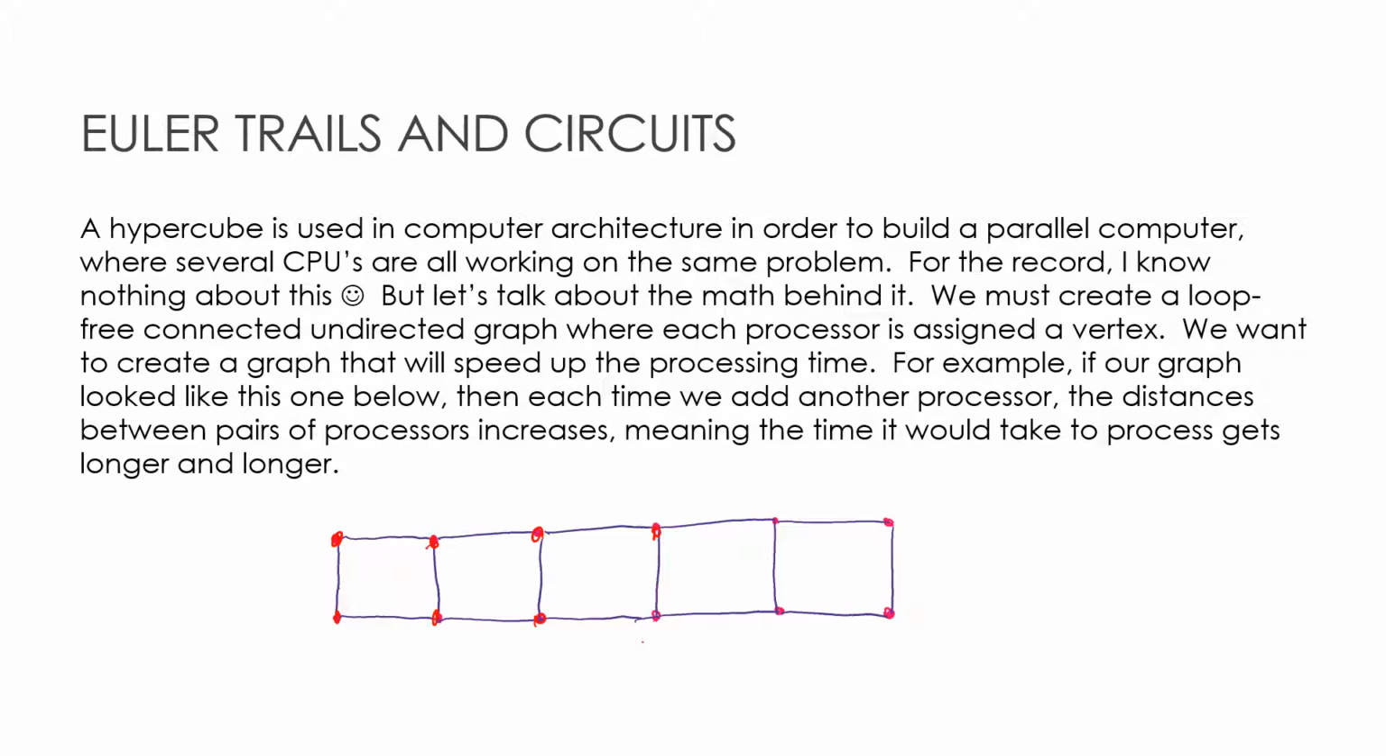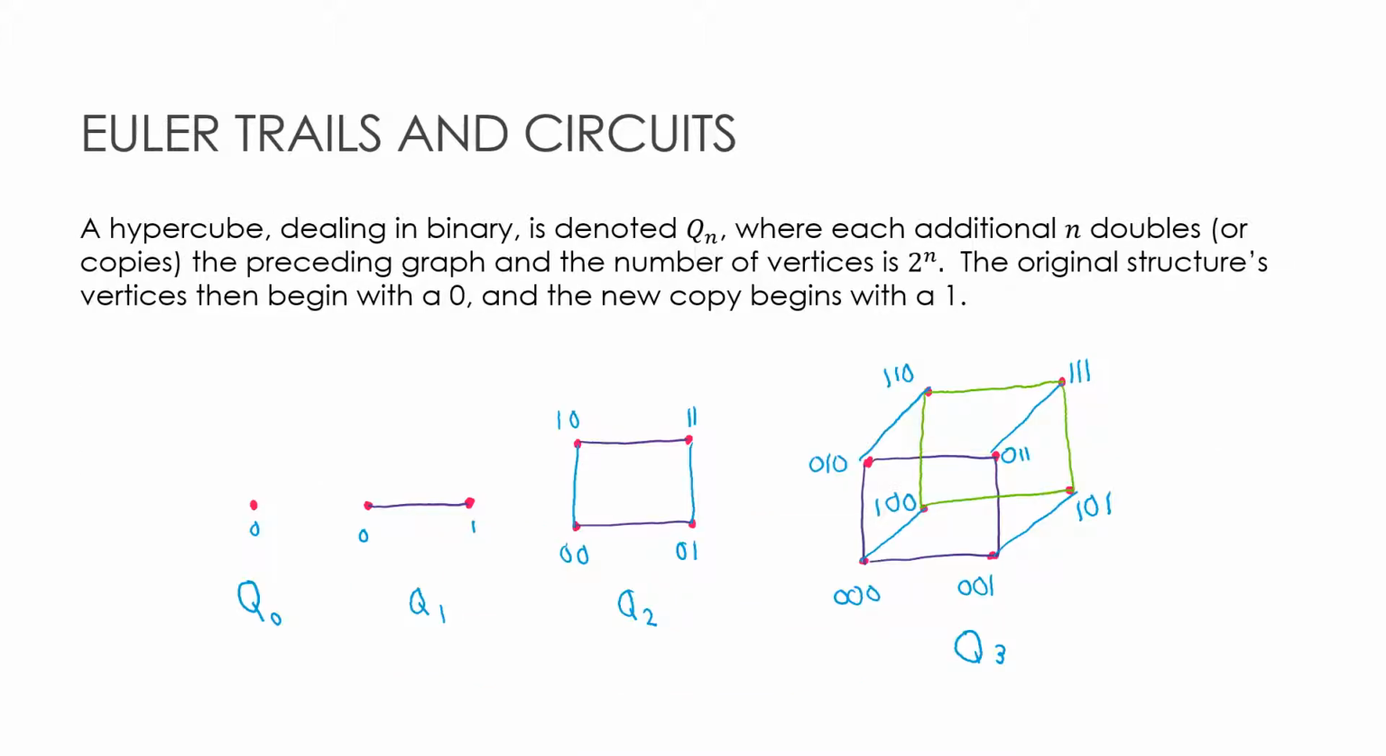I want to create a graph that's going to speed up processing time. So for example, if I were adding another computer to a line, this wouldn't really help, because to get from here to here, it's going to take an increasingly large amount of time. Every time I have more distance, the processing time increases. So instead of creating this very long line of computers and processors, where the processing time would continue to increase, we're going to look at this in a more three-dimensional way. Now I'm dealing with Qn, and Q just denotes that it's a hypercube.